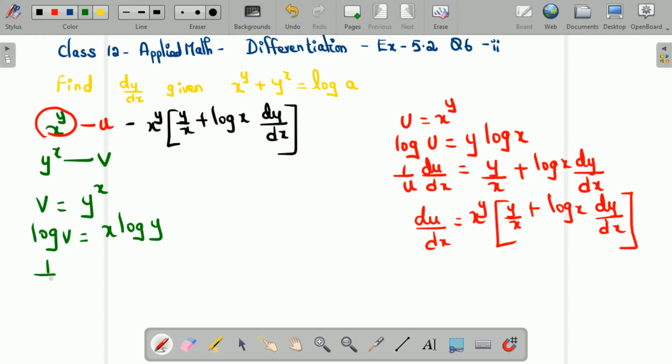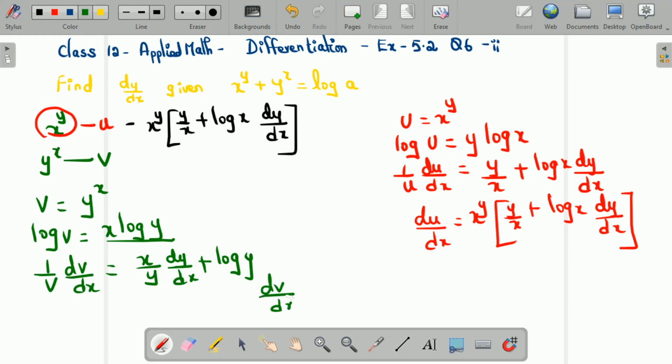So the left side will become 1/v dv/dx is equal to, now treat this in the uv form or product form. So x is u, the log y is v. So here this is (x/y dy/dx + log y). Now afterwards we need only dy/dx, so I'm going to take this v up. So dv/dx is equal to v, which is nothing but y^x, into (x/y dy/dx + log y).